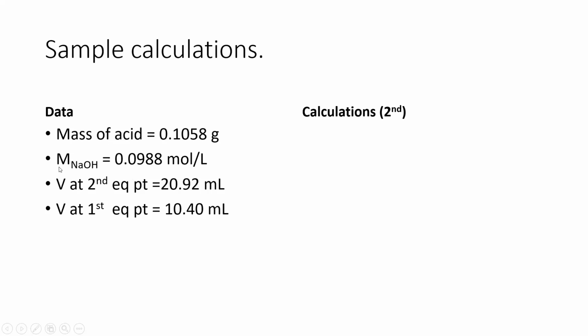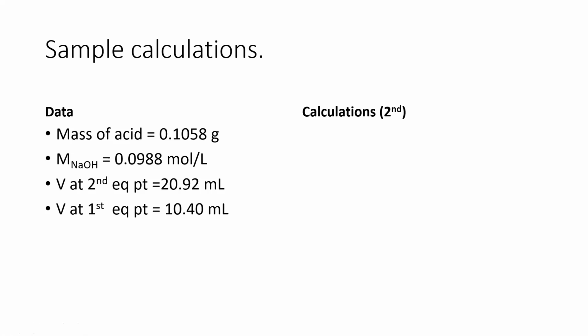From the bottle of sodium hydroxide, the molarity is 0.0988 moles per liter. And then when we did that titration, we found that the complete titration was done at 20.92 milliliters, and the first equivalence point was at 10.4 milliliters. So what are we going to do with this?